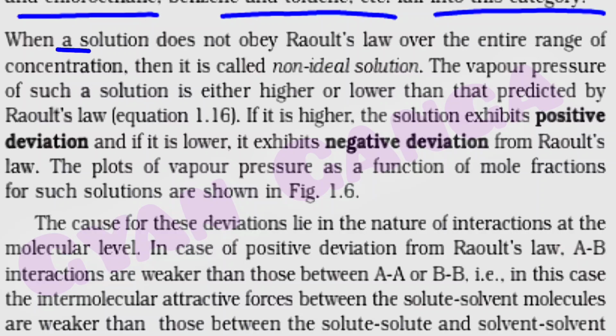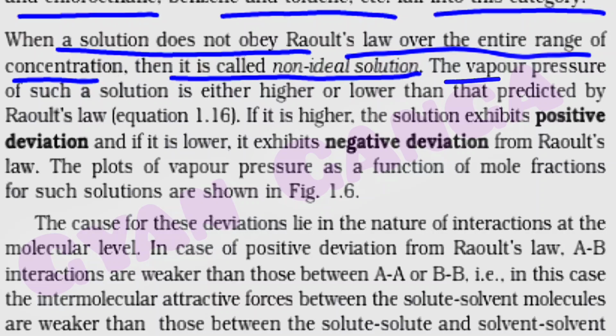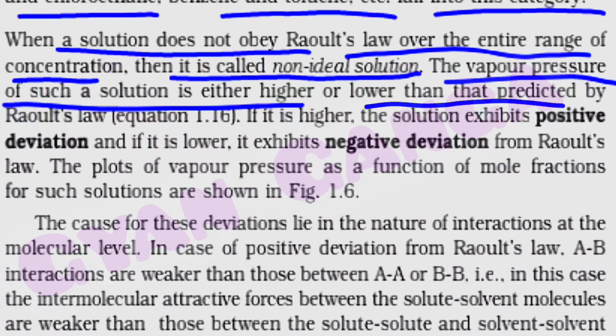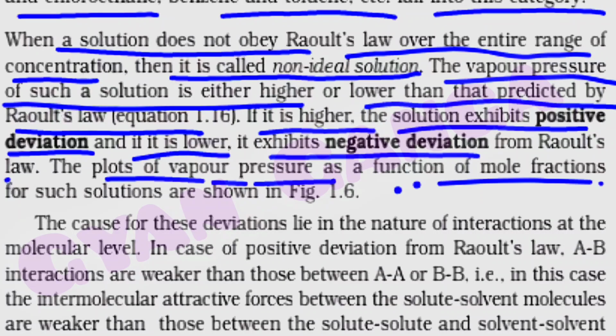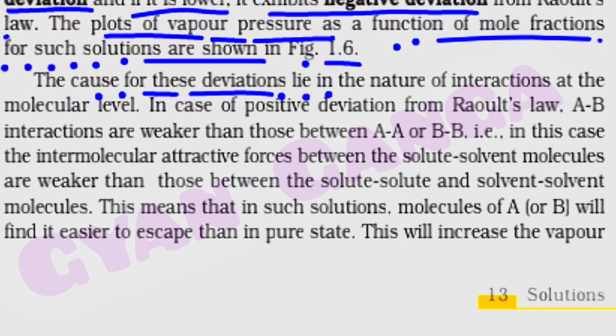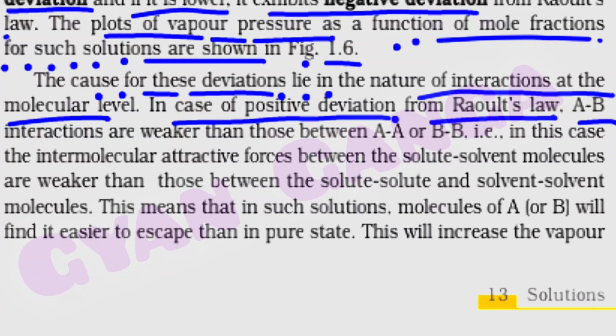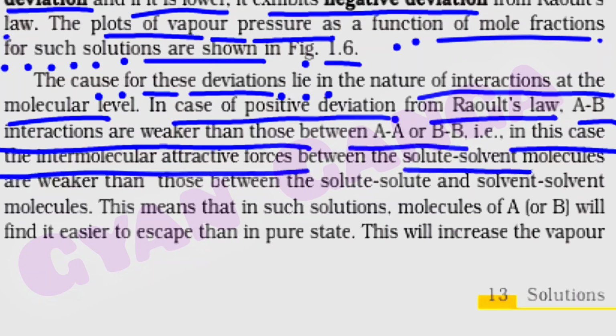Non-ideal solution. When a solution does not obey Raoult's law over the entire range of concentrations, then it is called a non-ideal solution. The vapor pressure of such a solution is either higher or lower than that predicted by Raoult's law. If it is higher, the solution exhibits positive deviation, and if it is lower, it exhibits negative deviation from Raoult's law. The plots of vapor pressure as a function of mole fraction for such solutions are shown in Figure 1.6. The cause for these deviations lies in the nature of interaction at the molecular level. In case of positive deviation from Raoult's law, A-B interactions are weaker than those of A-A and B-B. That is, in this case, the intermolecular attractive forces between the solute and solvent molecules are weaker than those between the solute-solute molecules and solvent-solvent molecules.